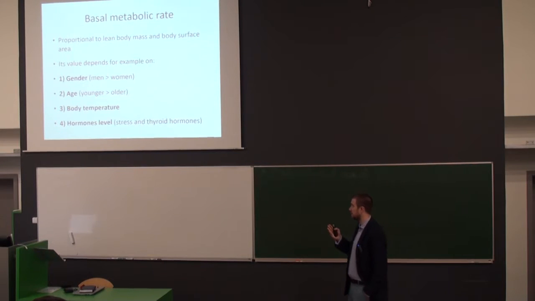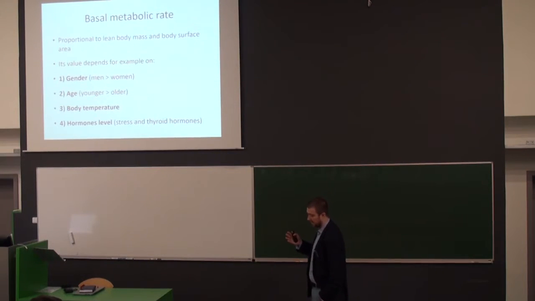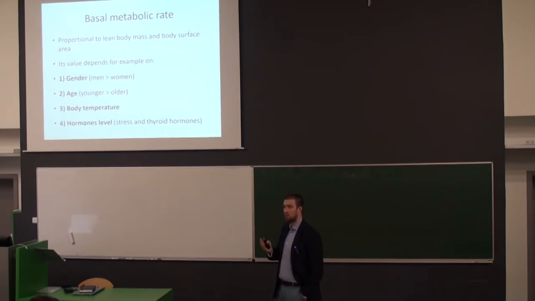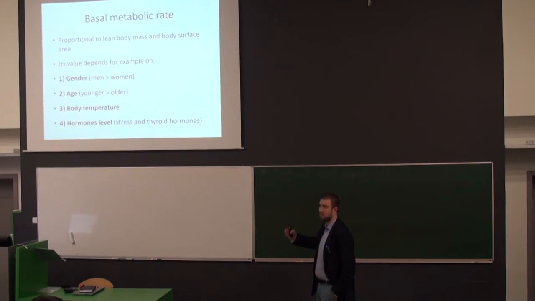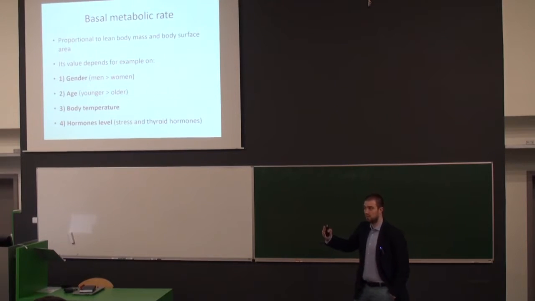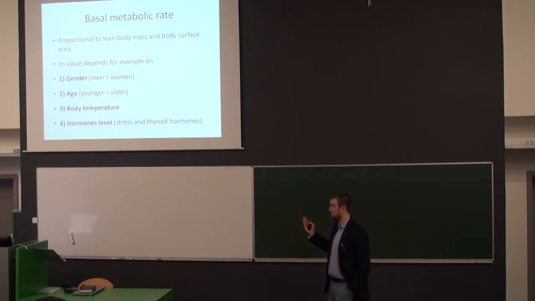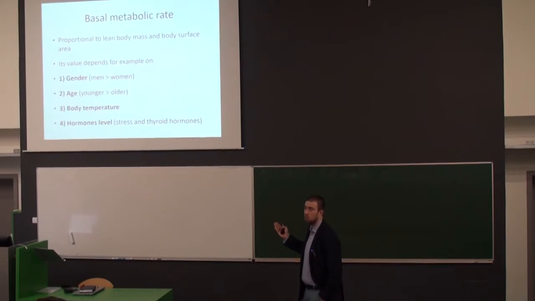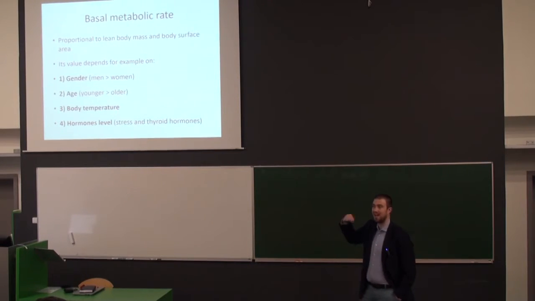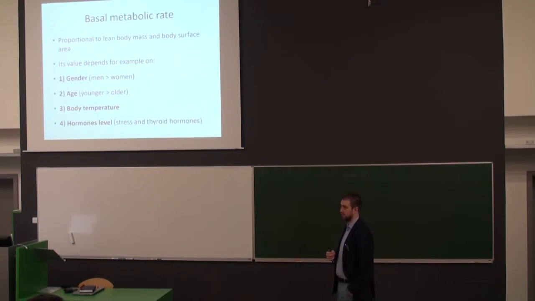I think that we have already heard that people that have a lot of thyroid hormones have accelerated metabolism, and therefore they will have a higher basal metabolic rate. Similar are stress hormones or the sympathetic nervous system. So these factors typically accelerate the metabolism and the basal metabolic rate.